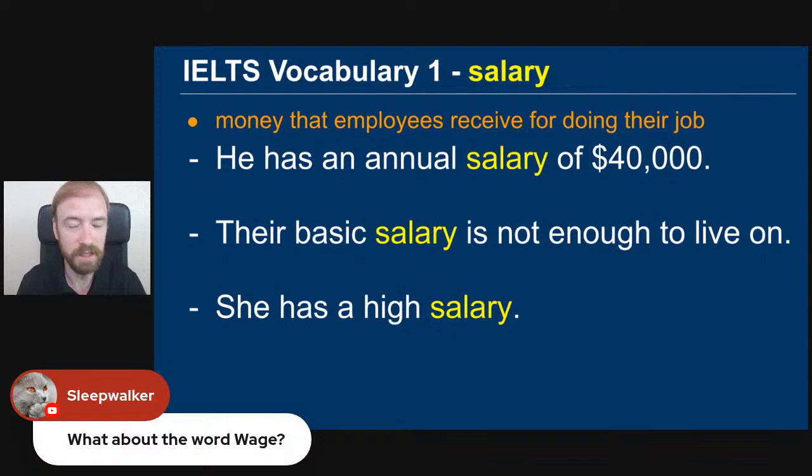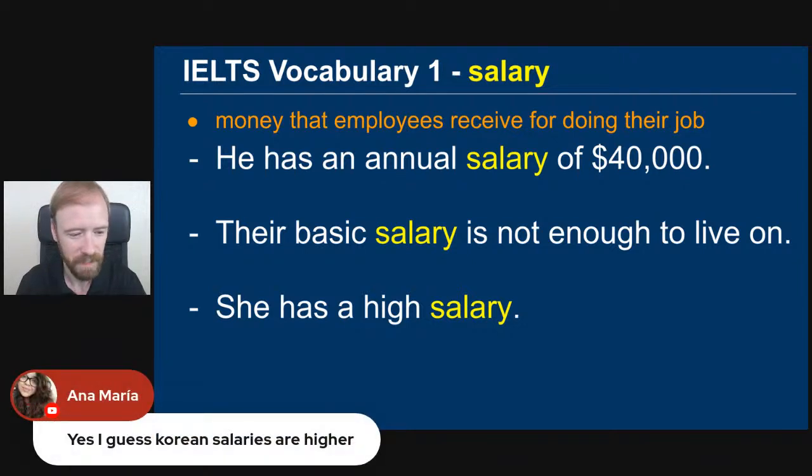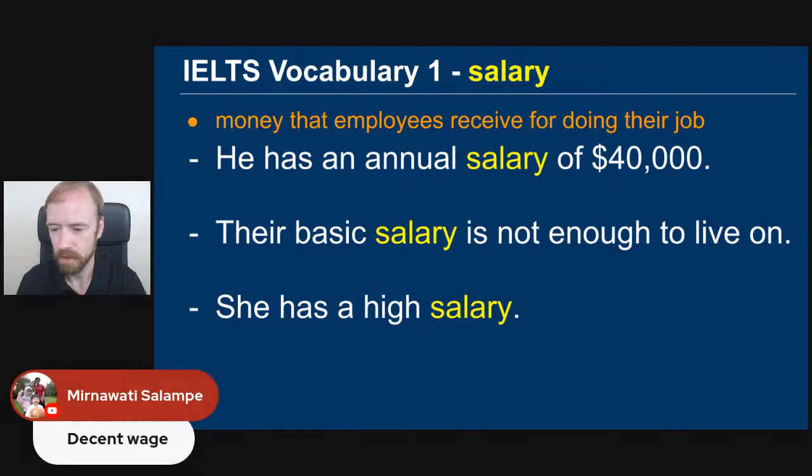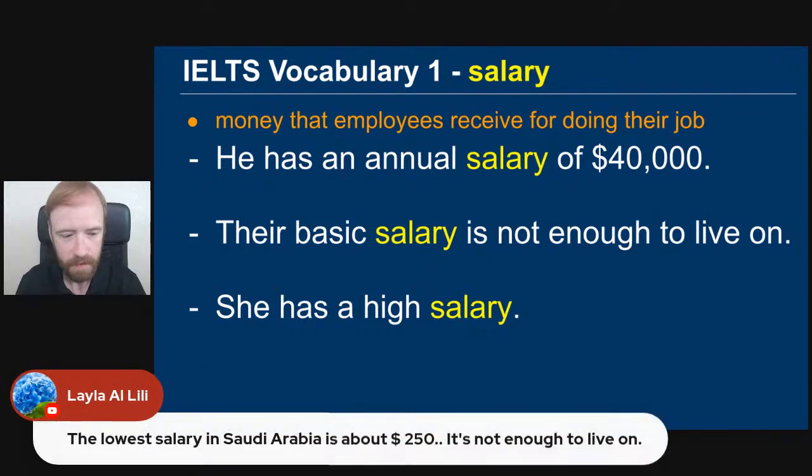What about the world wage? I don't think there's a world wage yet. The UN will have to decide that. Yes, I guess Korean salaries are higher. A decent wage, yeah, decent means good wage. The lowest salary in Saudi Arabia is about $250. It's not enough to live on. Well, is that a salary for a professional job?